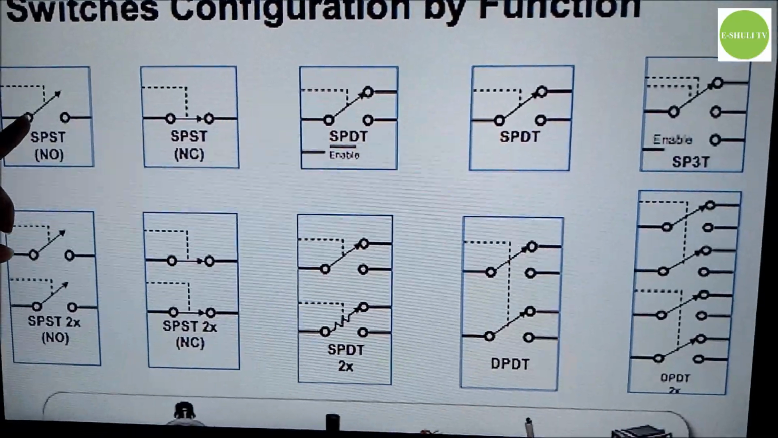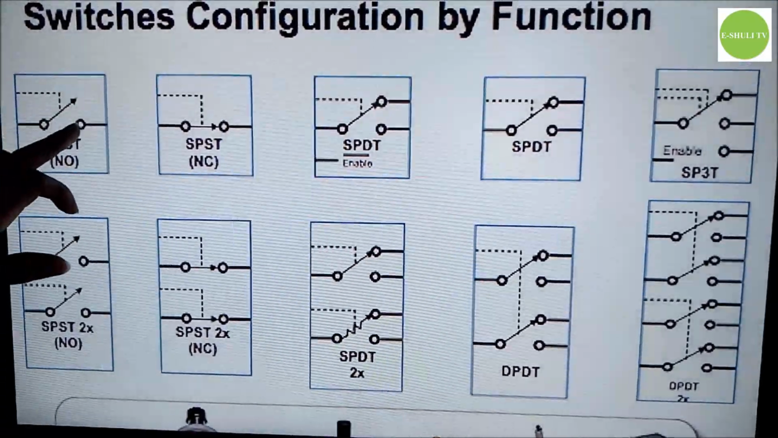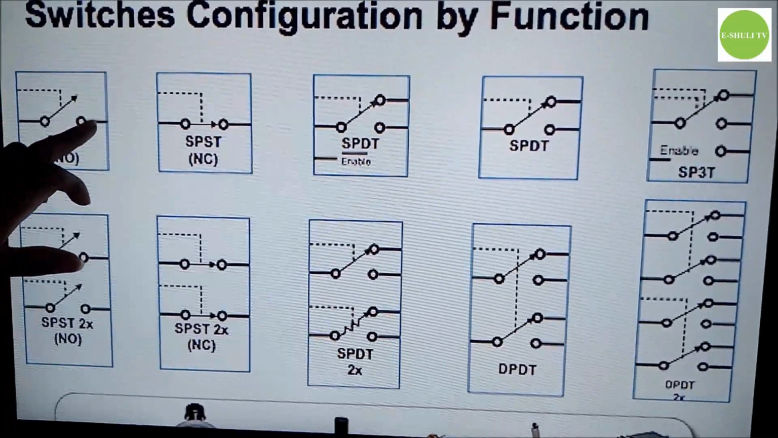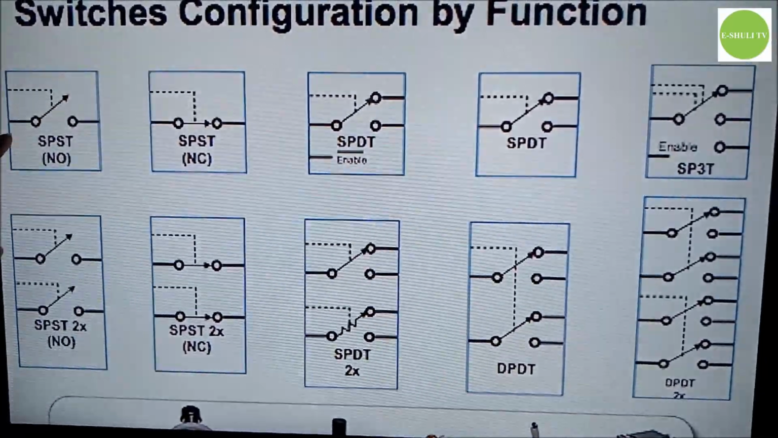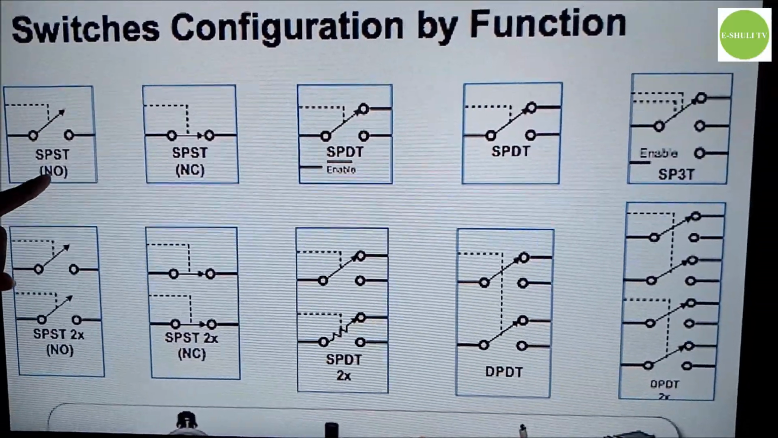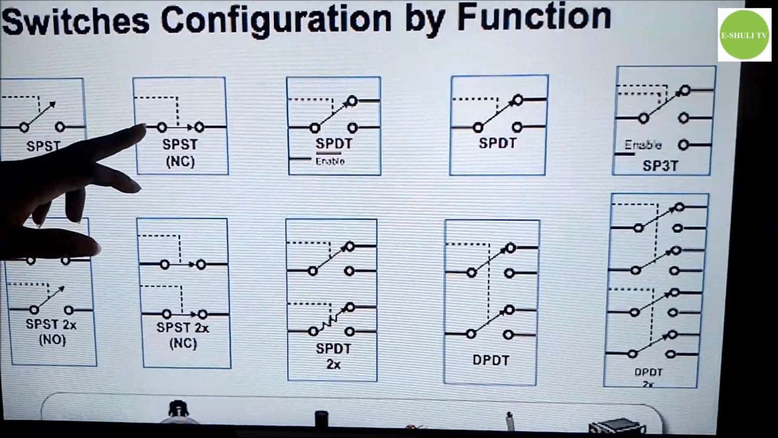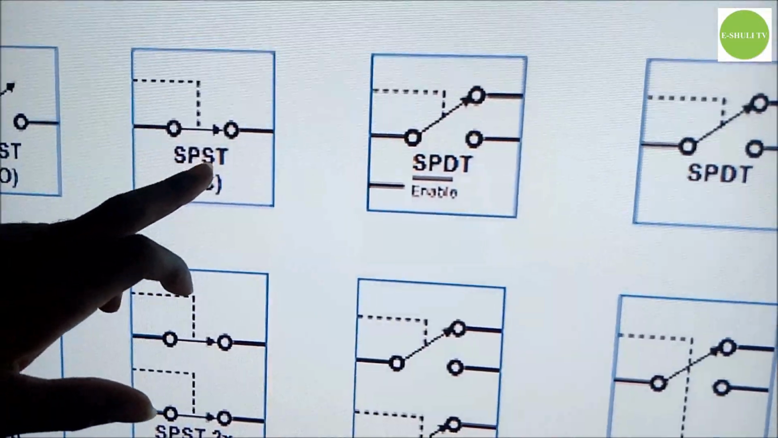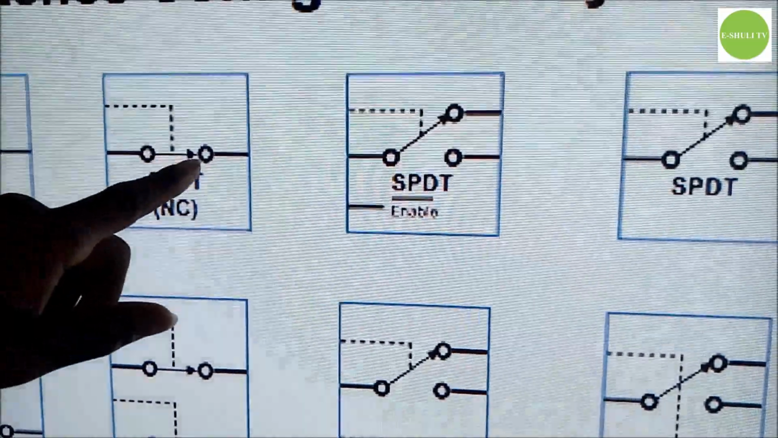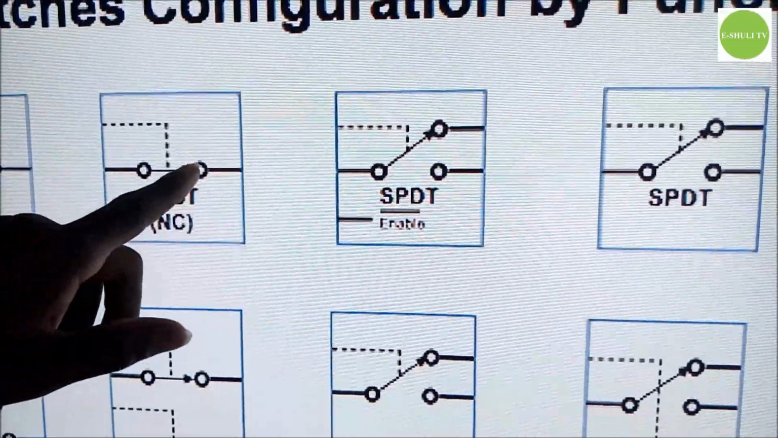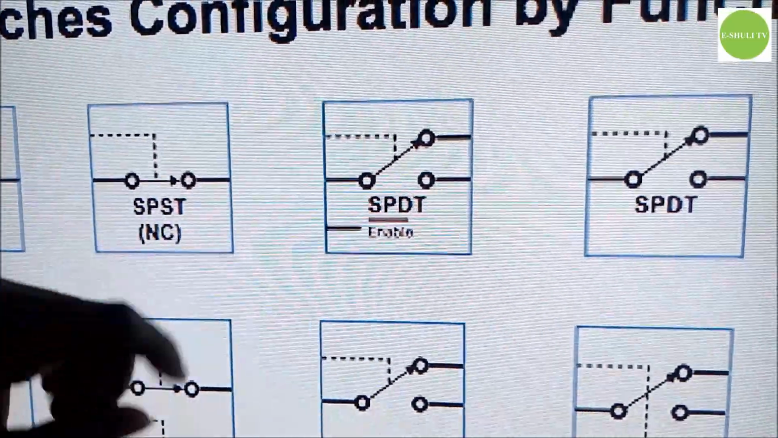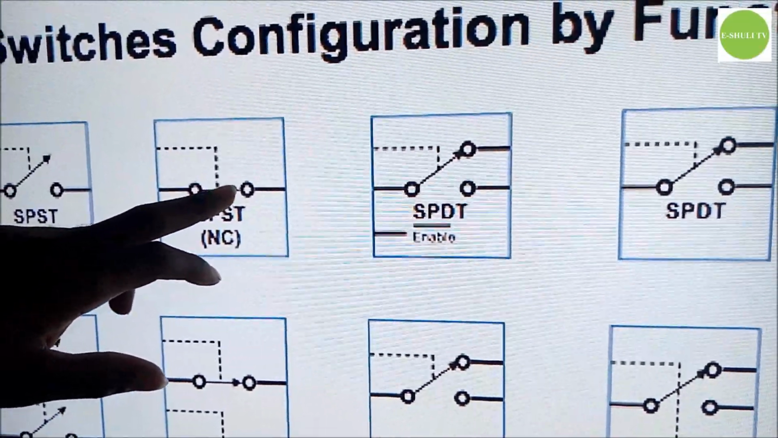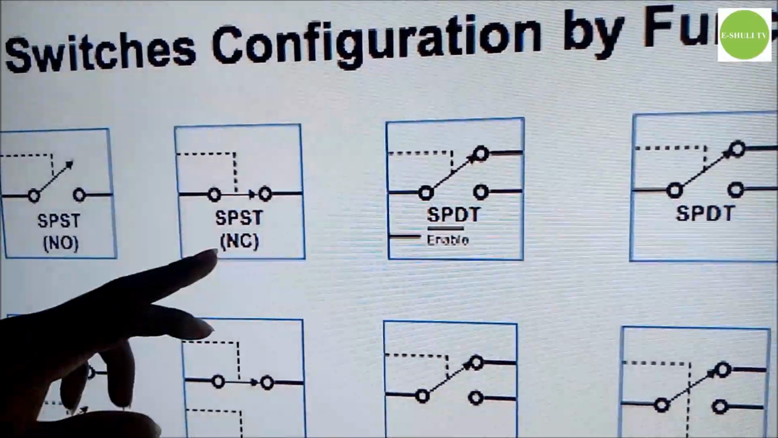It is single pole, this is the pole, the moving part, and the position or output, this is the throw. It is single pole and single throw, which is normally open. The next function is also single pole single throw. The moving part is the pole, and the output is the throw. It has one pole and one throw, which is normally closed.